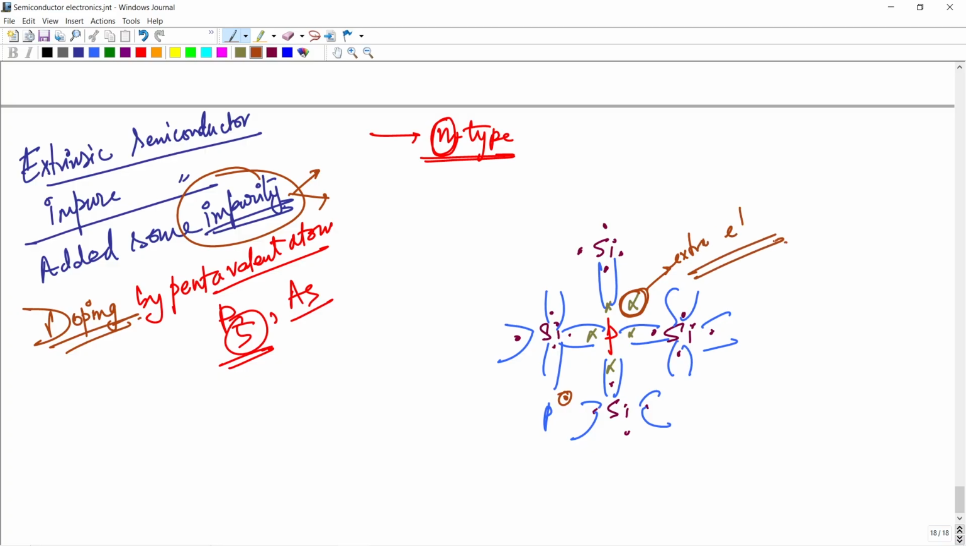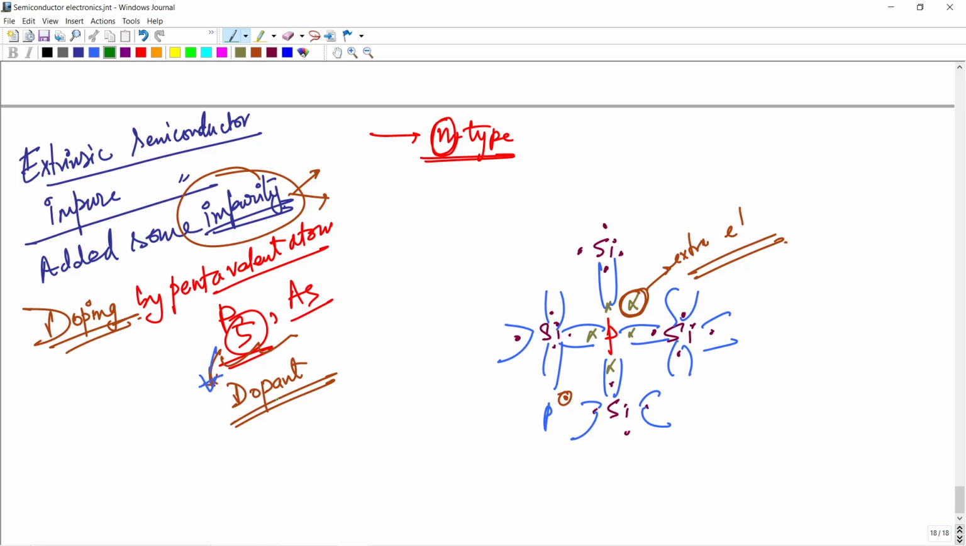Okay, this process is doping, and you get an extra electron. The phosphorus atom is called a dopant. The phosphorus added here is called a dopant.